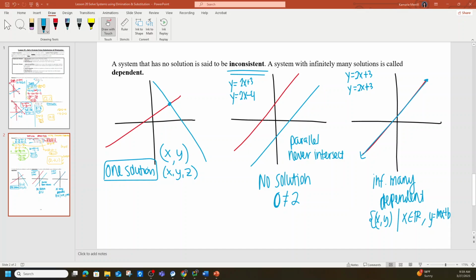That little e is a symbol. It stands for an element of, if you guys haven't seen that before. So x is an element of all reals, and then y is dependent, or vice versa. This could have been y is an element of all reals, and then x equals something.